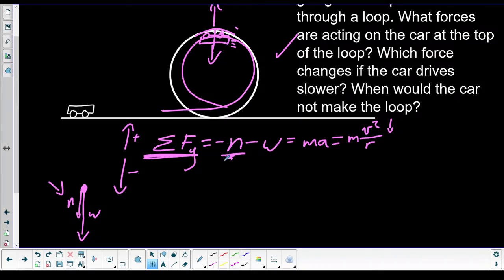Cool. Okay. So when would the car not make it through the loop? That's the real question, right? How slow could we go and still make it through the loop? If you go too slow, you're going to roll up this. And if you're going way too slow, you'll roll up to here, and then you'll roll back down. If you're going just barely not fast enough, though, instead of following a circular path, you're going to do that, and you're going to fall off the ramp and fall into the other side and probably hurt yourself.